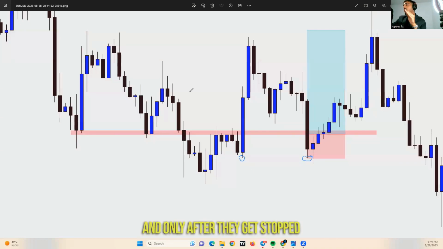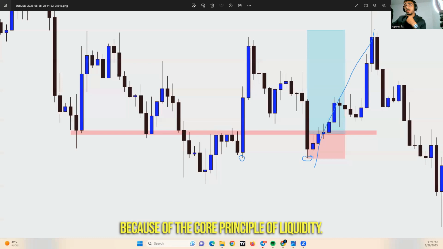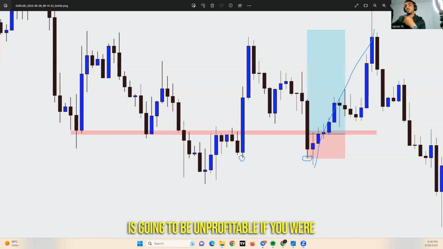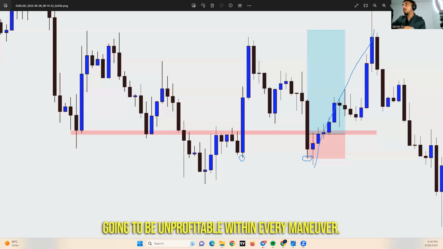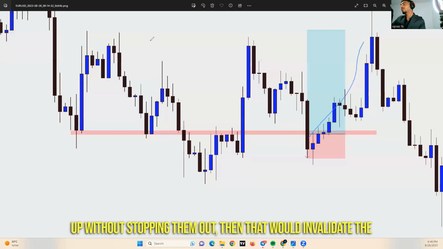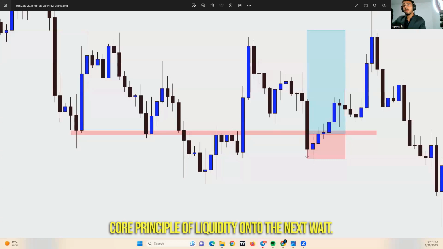Okay, and only after they get stopped out can price deliver the targets, because of the core principle of liquidity. The core principle of liquidity is that within every maneuver the market performs, most of retail is going to be unprofitable. If you were to combine their positions, most of retail is going to be unprofitable within every maneuver. So if price perfectly respected the level and just ran up without stopping them out, then that would invalidate the core principle of liquidity.